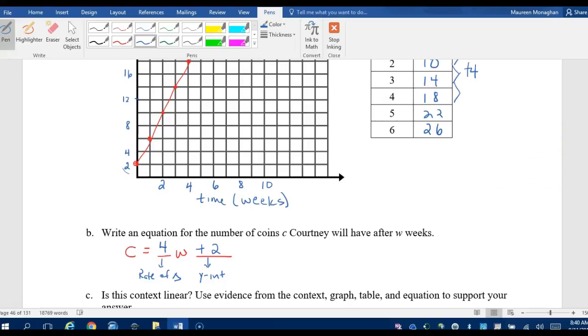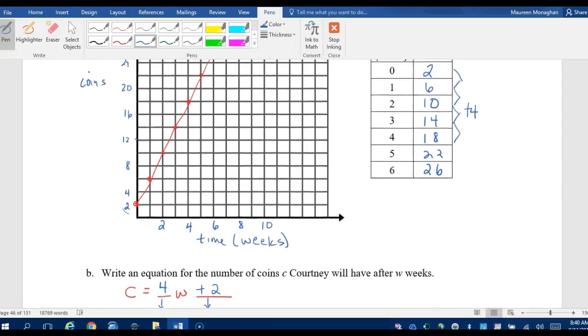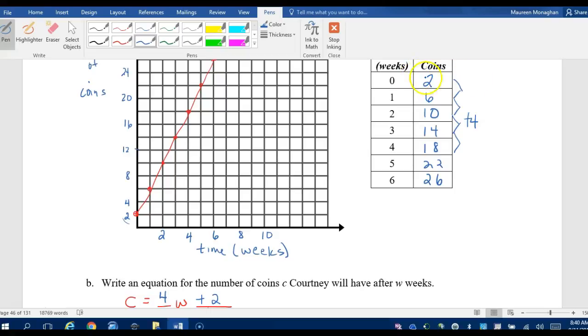And notice on the table, what number matches with 0 is 2. So this is also the y-intercept, because the y-intercept is when x equals 0. That's another piece that is helpful.